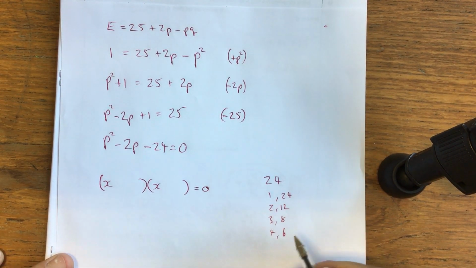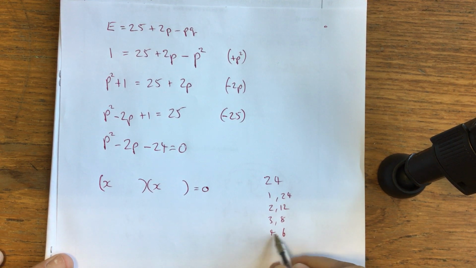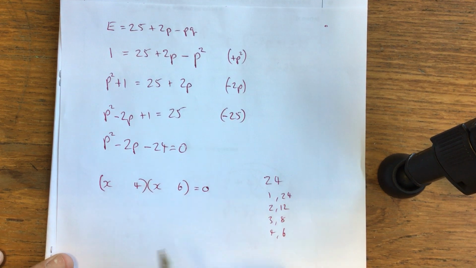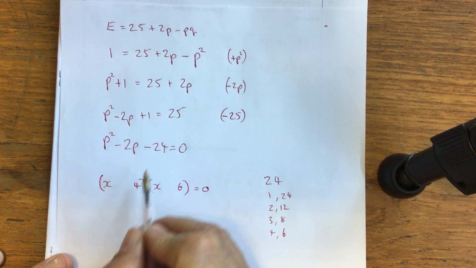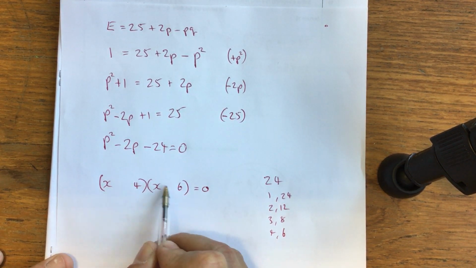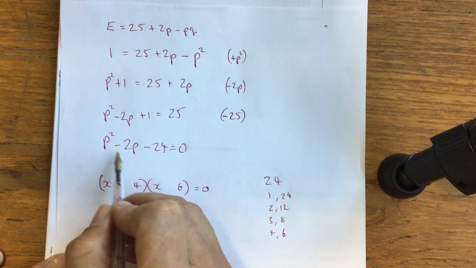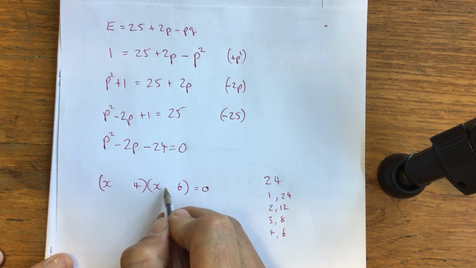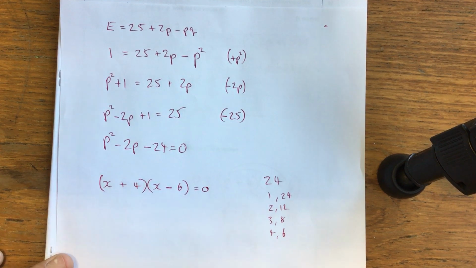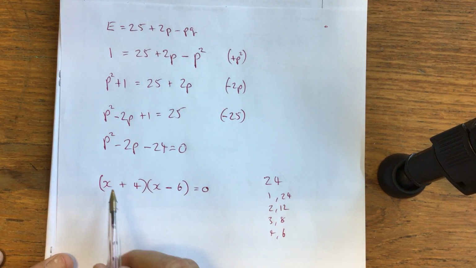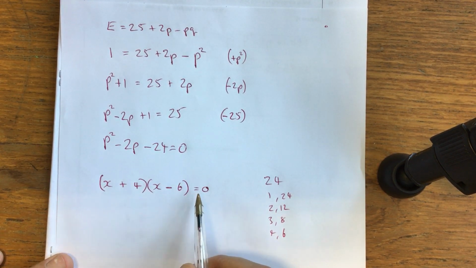Now 4 times 6 is 24 and 4 and 6 differ by 2. So I think 4 and 6 are probably the numbers. And because it's a minus 24, one of these has to be positive and one has to be negative. And because when I combine them I get a negative number, let's make the biggest number negative and the smallest number positive. So I think I've factorized this correctly.